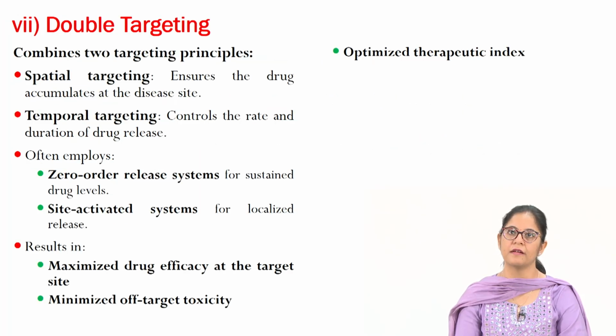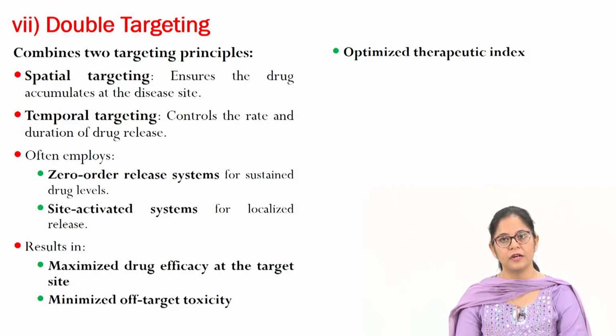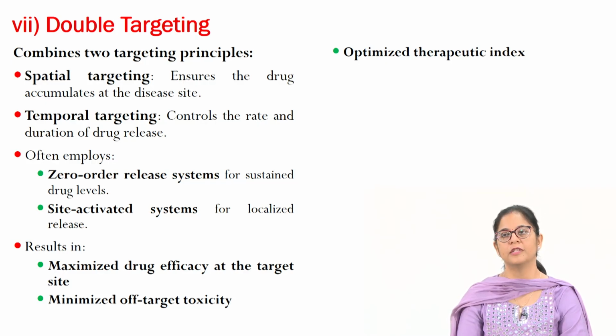Double targeting, this combines two targeting principles: spatial targeting, that is which ensures the drug accumulates at the disease site, and temporal targeting, this controls the rate and duration of drug release. This often employs zero order release systems for sustained drug levels and site activated systems for localized delivery. This ensures maximized drug efficiency at the target site and minimized off-target toxicity and optimized therapeutic index.